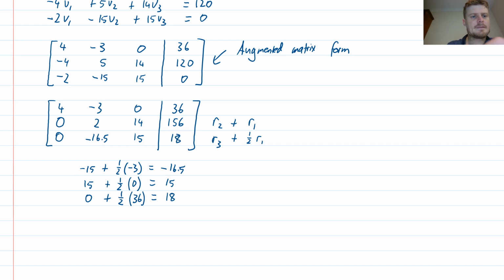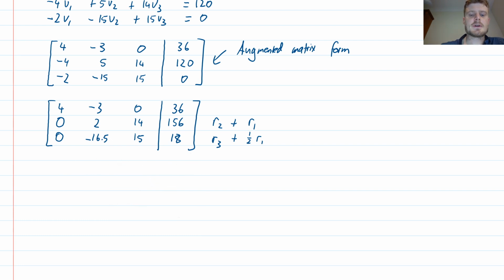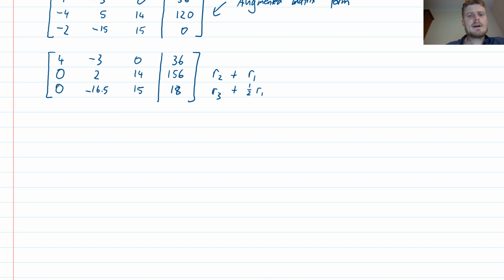So in that way, I have done an update step, which is getting me closer to solving this system. Another way that you could think of it is that I've eliminated the V1s. There's no V1s left in these two equations. So it's analogous to the substitution procedure from solving it by elimination.